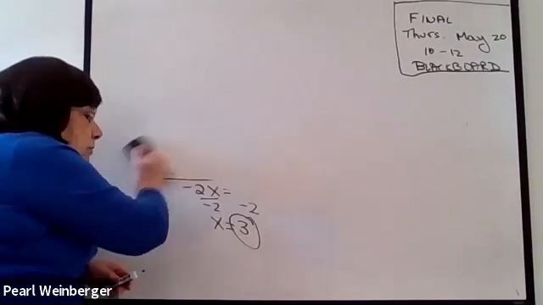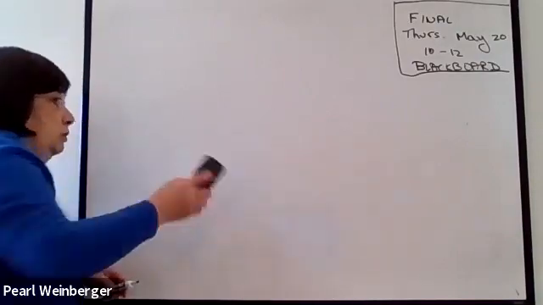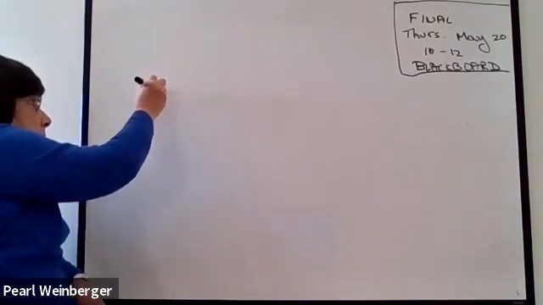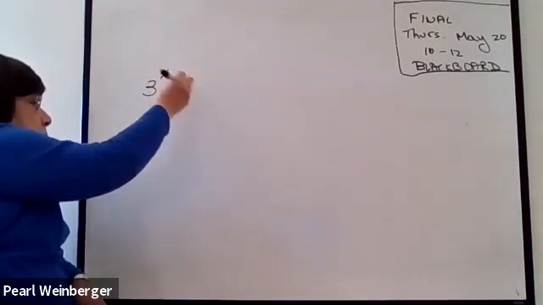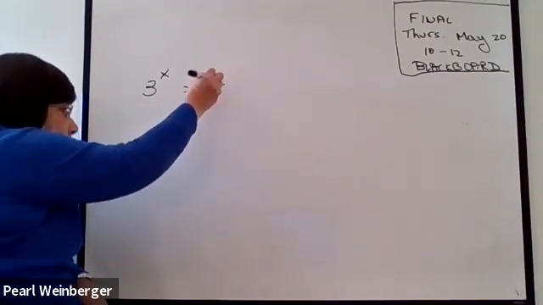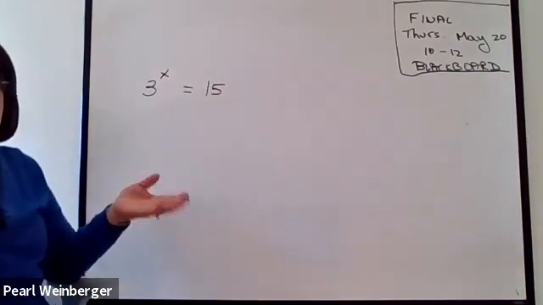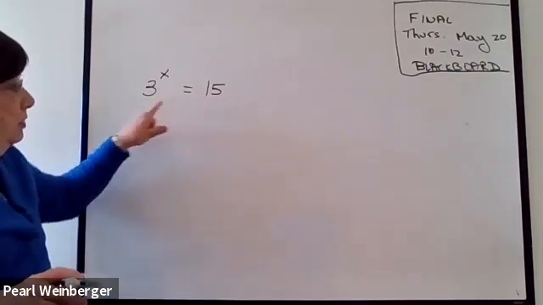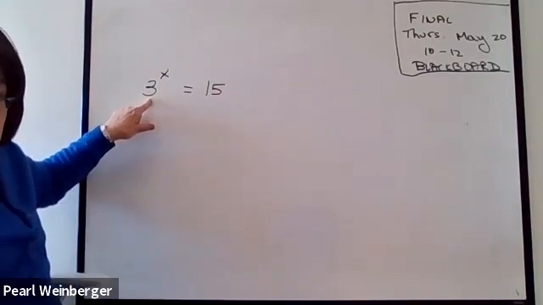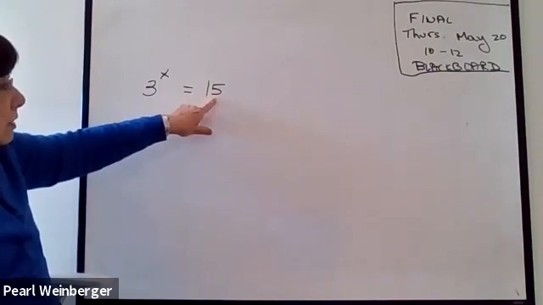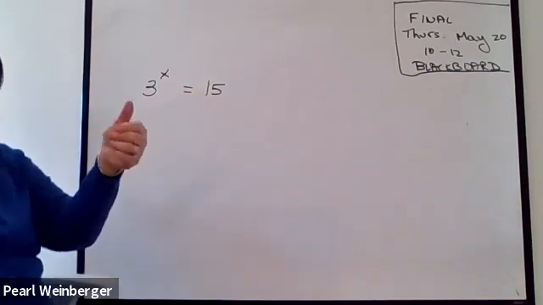What happens if we have a situation like this? I'm going to try an easy one. Suppose I give you something like 3 to the x equals 15. Now, if I try to do the same thing on this one, this is written in base 3. We would like to get this in base 3 as well. Let's see what happens when we go to base 3.